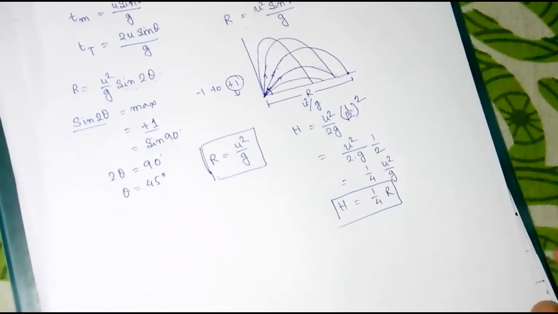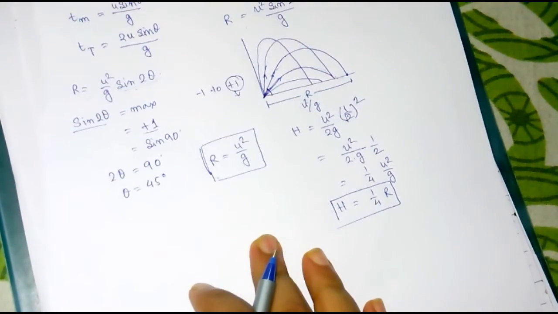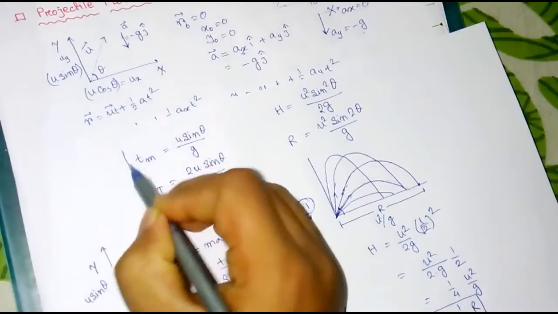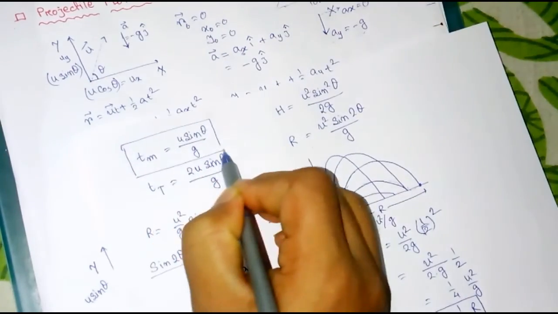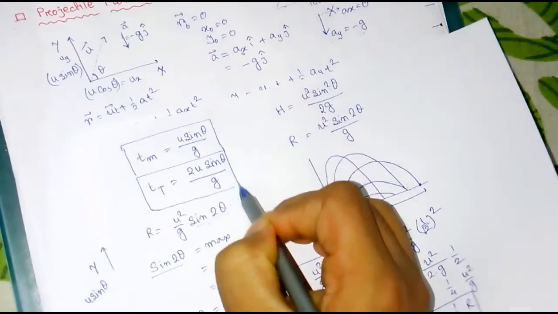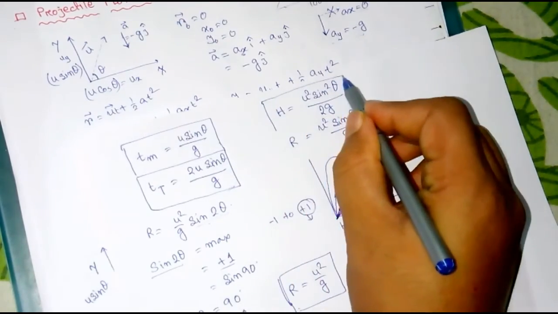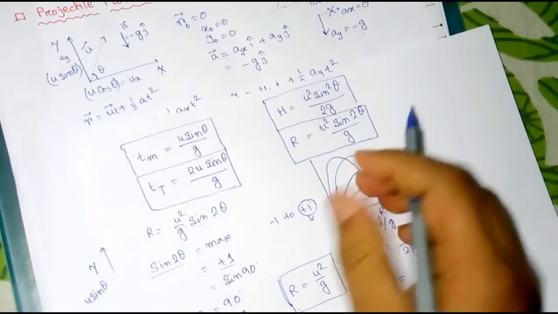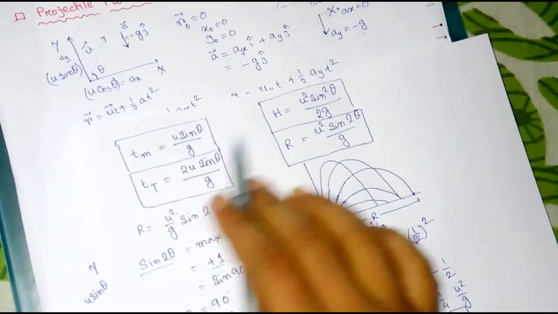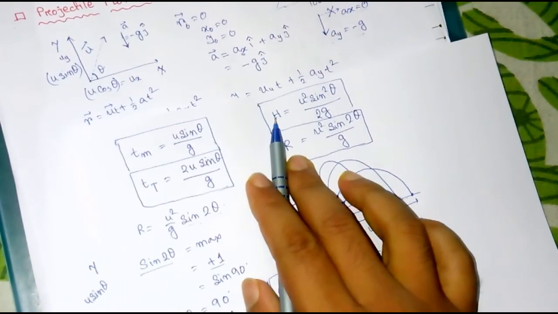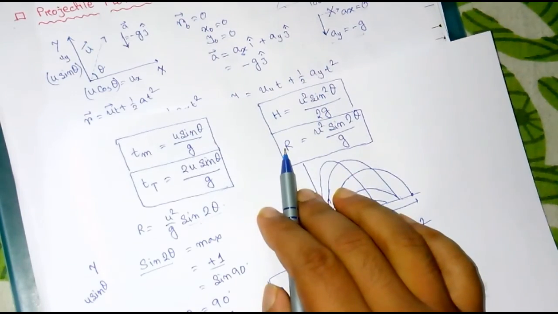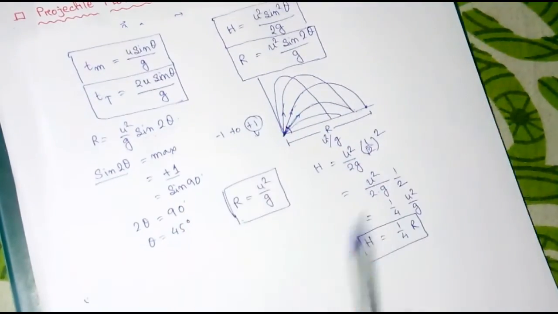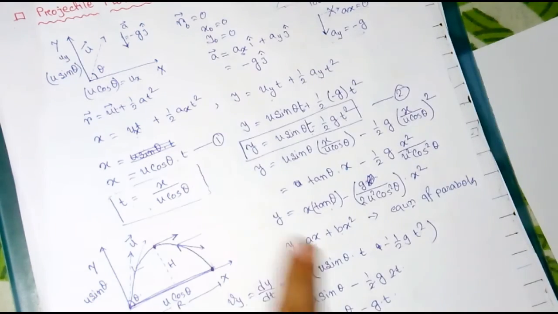So I hope you understand projectile motion, and these four formulas are very important and helpful for numericals. First remember that you have to find the time at which it reaches the maximum height and the total time it covers the distance. Then you can find the vertical maximum height and the horizontal range also. It is very easy, and I hope you understand the derivation, how I derived all the formulas.